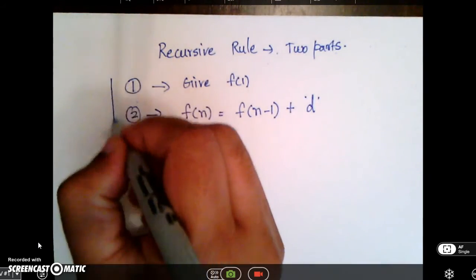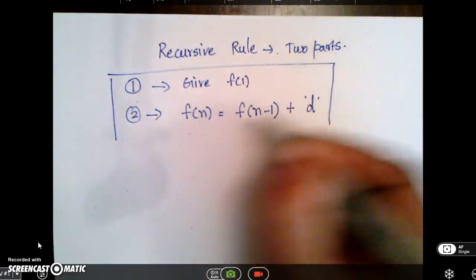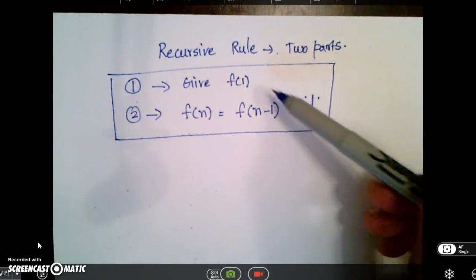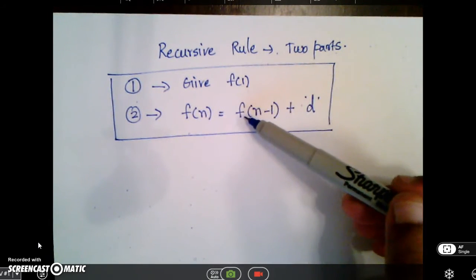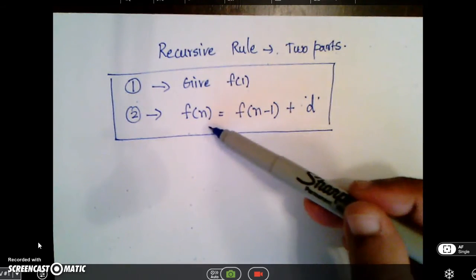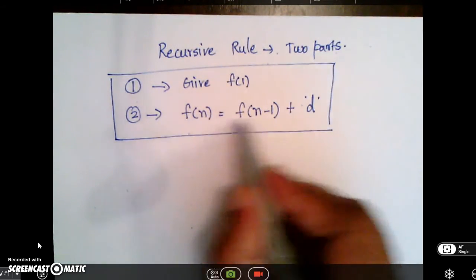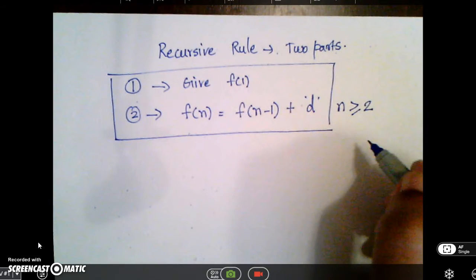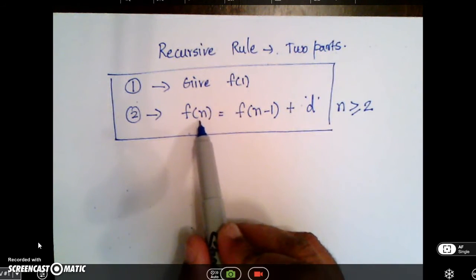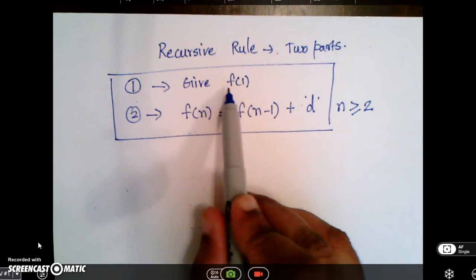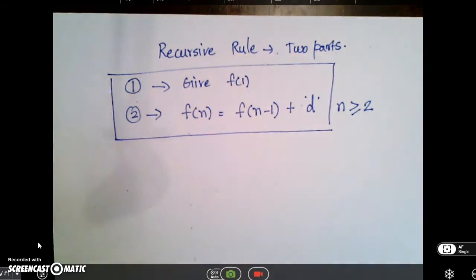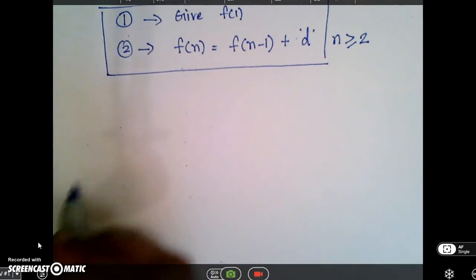Alright, so this becomes my recursive rule. Together, I need to write them both. I have to give what f of 1 is, and I have to tell the rule for every other term, starting from term number 2. So in this rule, my n is greater than or equal to 2, meaning I am only using my rule starting from term number 2, because term number 1 is already given to me. I can only use this rule starting from term number 2. So let's do some examples.